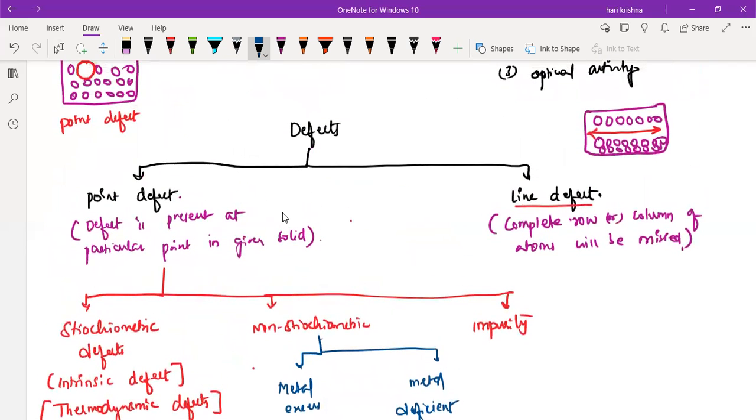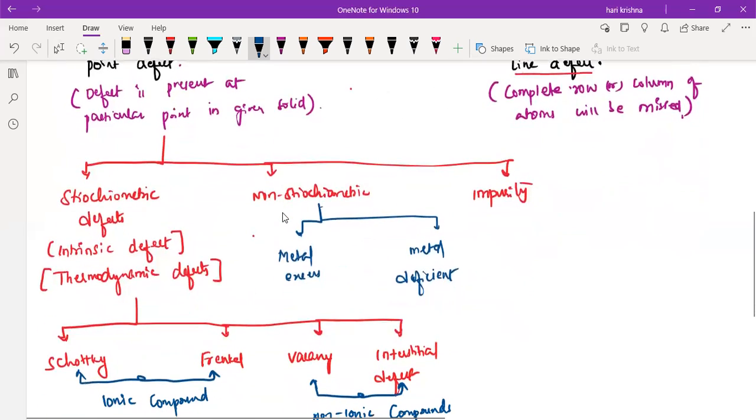First, defects are also called imperfections in the given solids. It can be two types. One is a point defect, the other one is a line defect. Point defect means a defect present at a particular point in the given solid. Line defect means a complete row or the column of the atoms will be missed. The next one is the stoichiometric defect. Again, under the point defects: stoichiometric, non-stoichiometric and the impurity. Stoichiometric defects are also called intrinsic defects or thermodynamic defects.